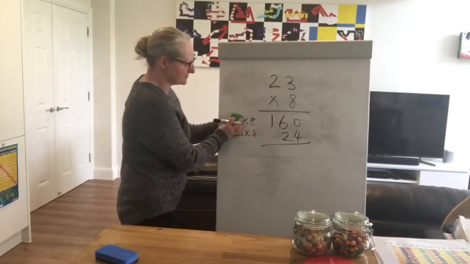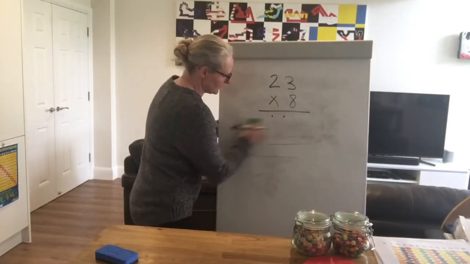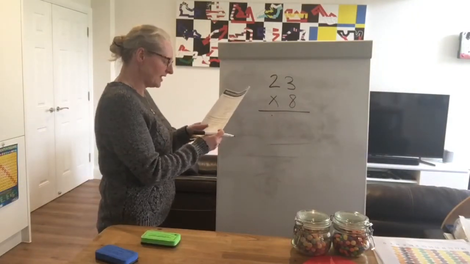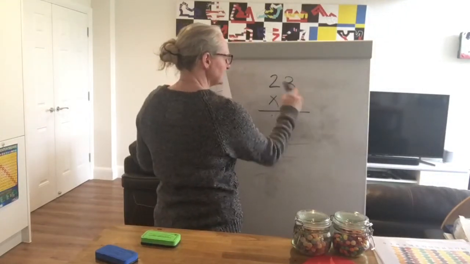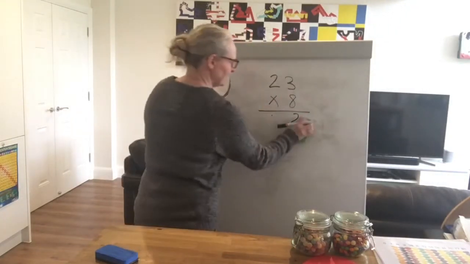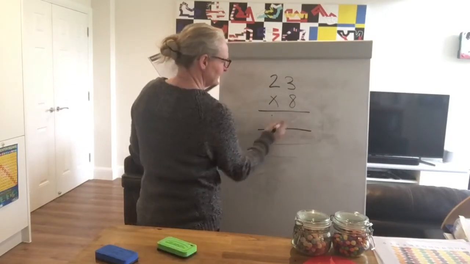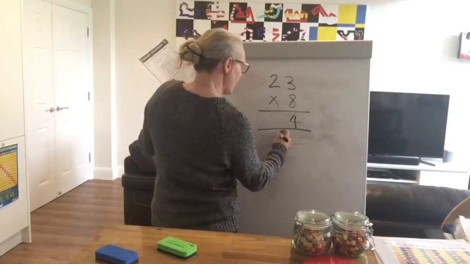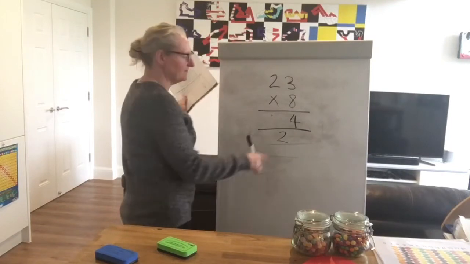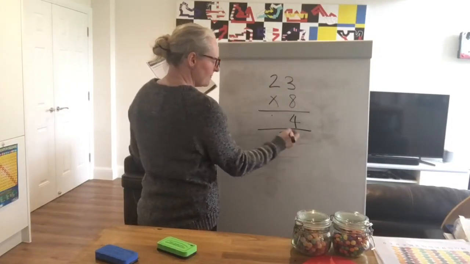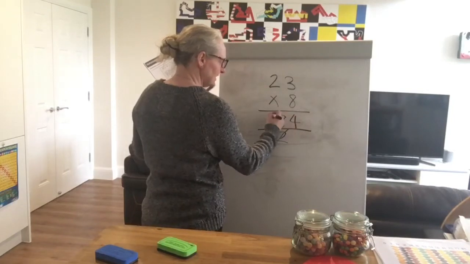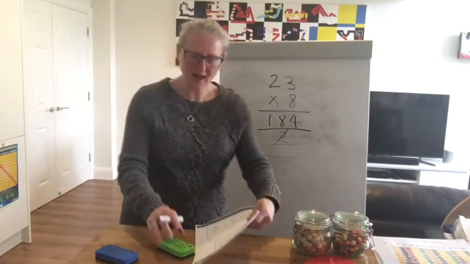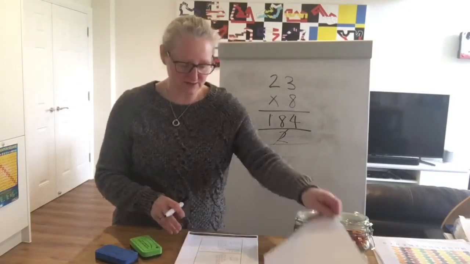Obviously that is working up to what we know as short multiplication, when you actually do it in one line. 8 3s are 24, I put down my 4 in my units column, I put 2 underneath the line in my tens column. 8 2s are 16, plus my 2 is 18, and I put it there. Okay, so that is short multiplication. And I think most of us are familiar with it because that's what we did at school.